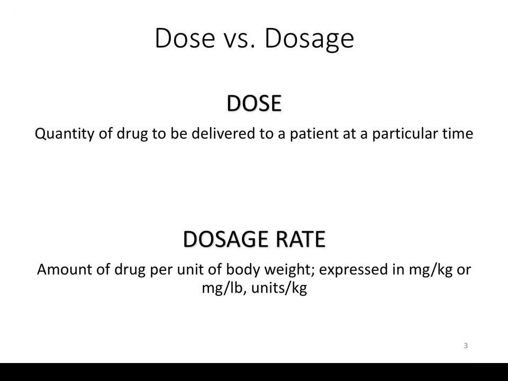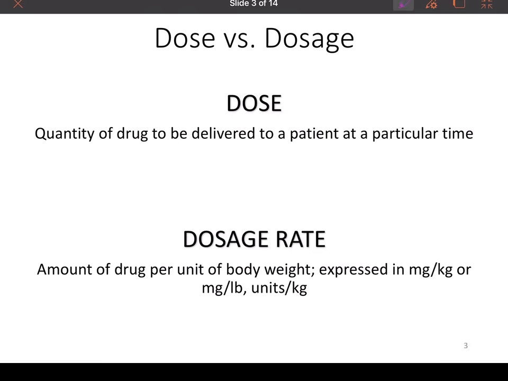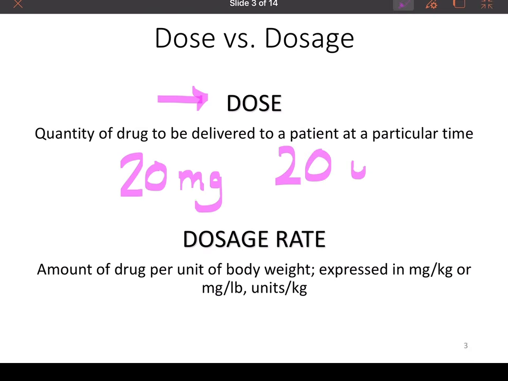A word about the terms dose and dosage. These 2 terms are often used interchangeably. It's important to know the difference, and for our purposes, a dose of a drug is what we're going to be calculating. It's the quantity of drug active ingredient that's delivered to a patient at one particular time. So you'll often see a drug dose written as like 20 milligrams or 20 units.